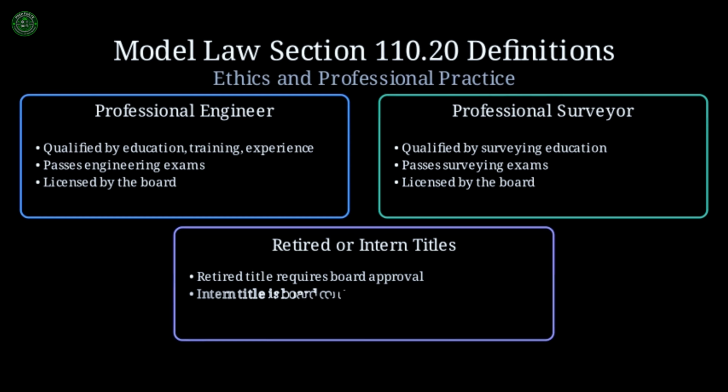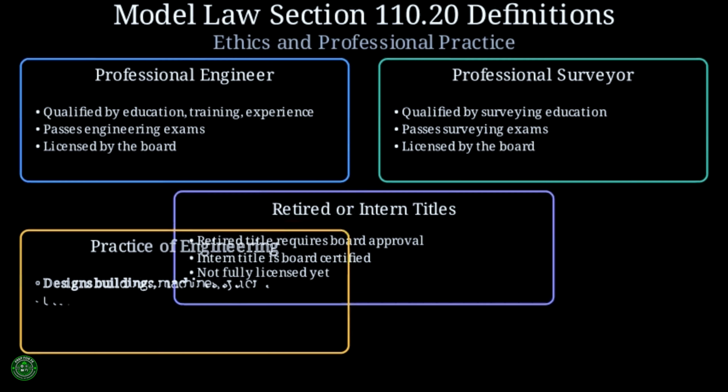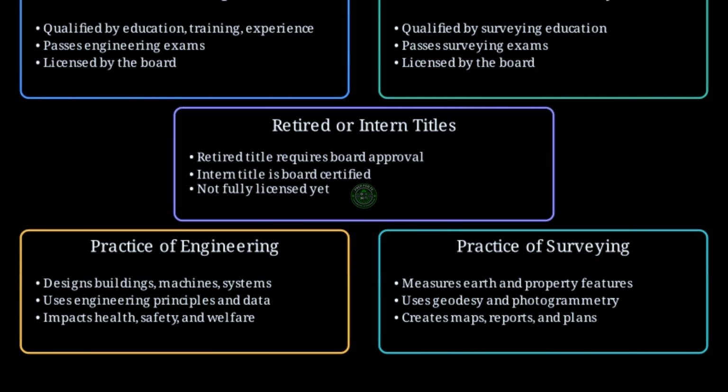The law also defines special titles. Retired professional engineer or retired professional surveyor means the person is no longer practicing and has board approval to use the retired title. And an engineer intern or surveyor intern is someone certified by the board, but not yet fully licensed. Now, let's talk about the two big practice definitions. Practice of engineering includes design, analysis, and coordination of engineered systems like buildings, machines, and processes that affect public safety. Practice of surveying includes measuring and mapping the earth, property lines, and creating survey products like maps and reports.